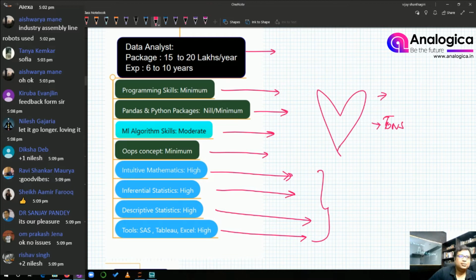For that, Tableau, Excel, SAS, many tools. Even we are trying to build a tool called FlagX for it, right? So that's how it is, right? Next, what do we have here?